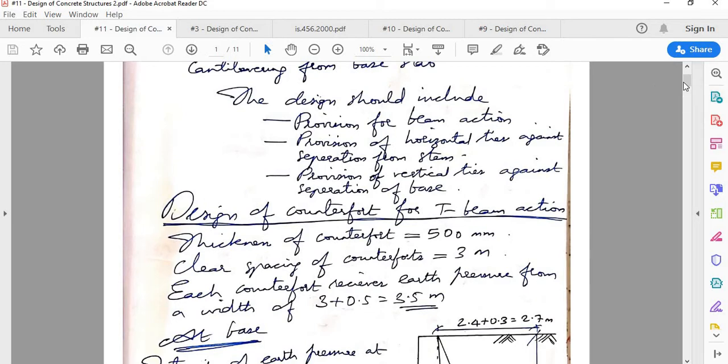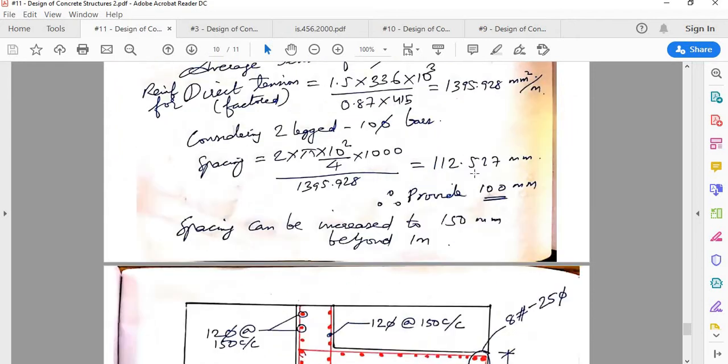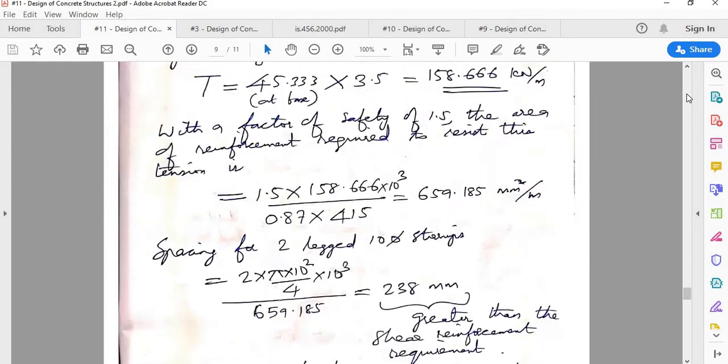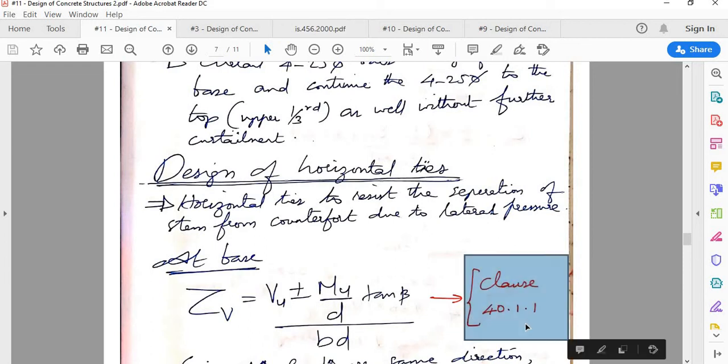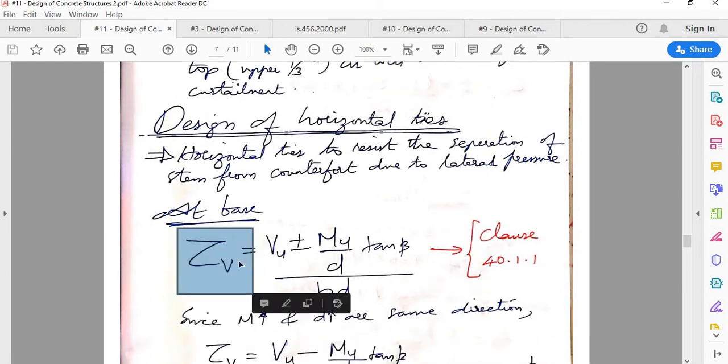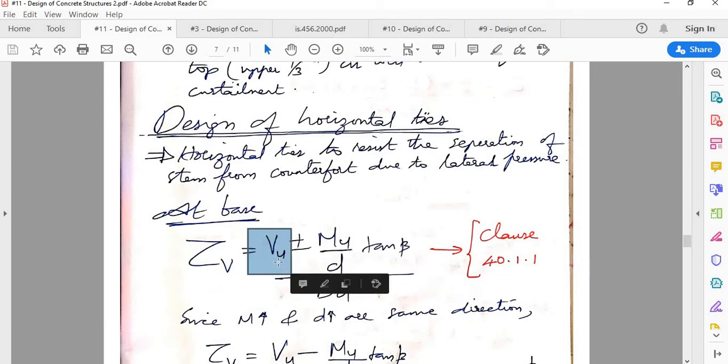So let us first look at the interface between vertical stem and counterfort. What's happening is, between vertical stem and counterfort you will have shear force. We had calculated the shear force initially. Now this is a T-beam of varying depth. So when the depth is varying, you have a special formula to calculate shear stress, because the effect of bending also will come into the shear force.